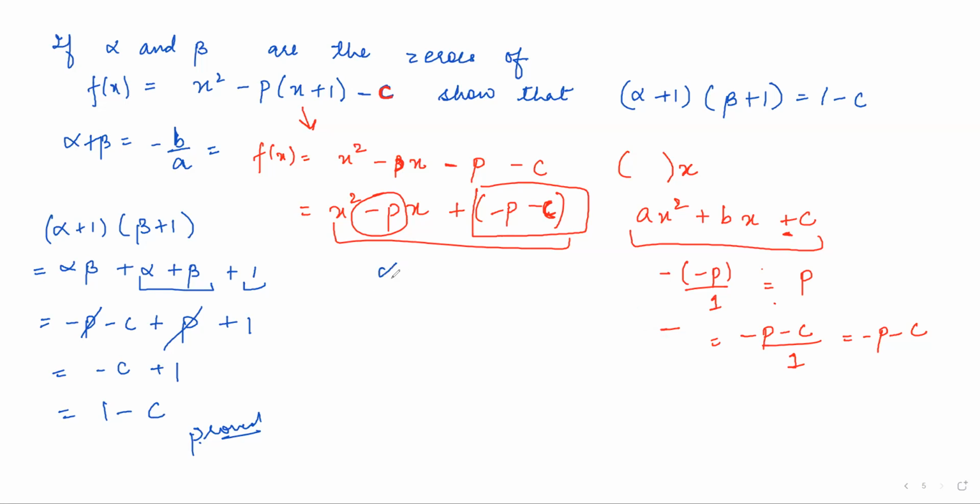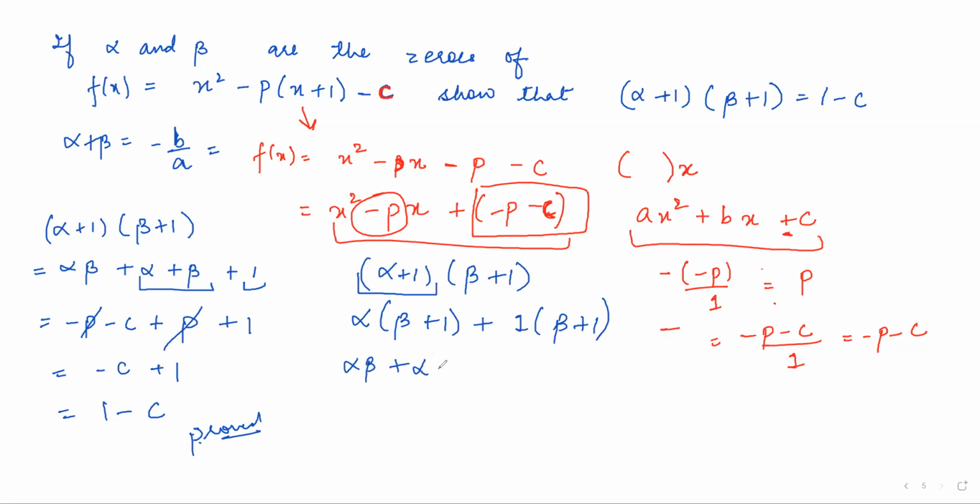So I have alpha plus 1 into beta plus 1. I'm breaking it like this: alpha into beta plus 1, plus 1 into beta plus 1. I've opened the first bracket. Now you do the multiplication. So alpha into beta, and plus alpha. Is that okay? First bracket I've opened. Now second bracket: 1 into beta is beta and 1 into 1 is 1. So it's like this.